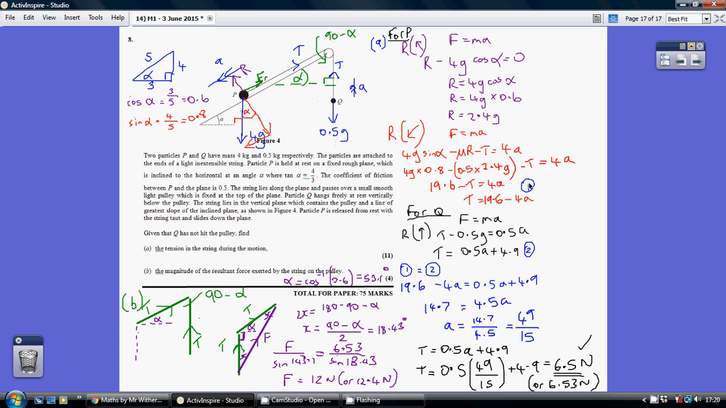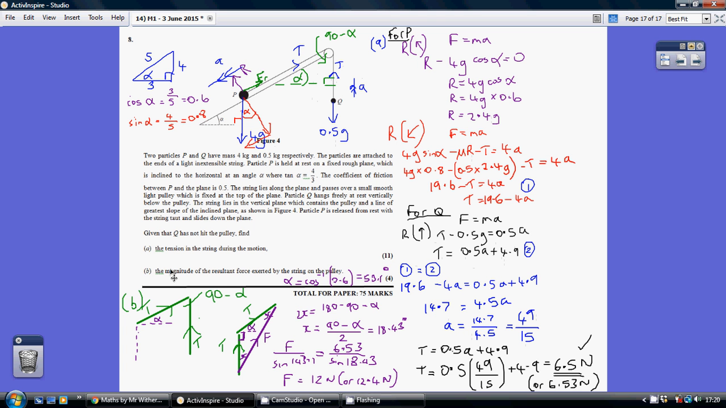So there are my two equations, T equaling something, T equaling something. So let the two right hand sides equal each other, allowing me to work out the acceleration being 49/15. I then can substitute that acceleration back into either of these equations. I've taken the second one here, so substituting 49/15 back into this, I've worked out the tension to be 6.5 newtons to 2 sig figs, or 6.53 to 3 sig figs.